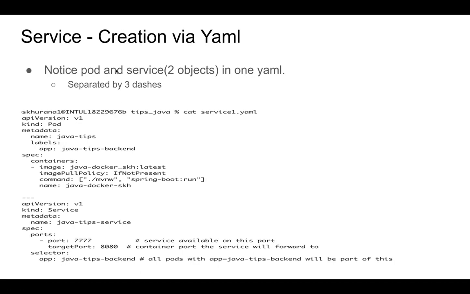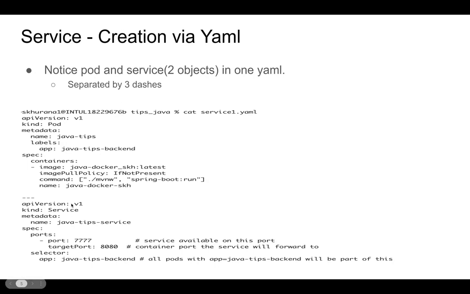Now this is service. Now I have given this in one YAML. One thing you will notice, there are two types I'm defining in one YAML file itself. One is pod and second is service. So if I have multiple types I want to define in one file, in one YAML, I have to separate those by three dashes. That's how Kubernetes will understand a new resource definition is coming.